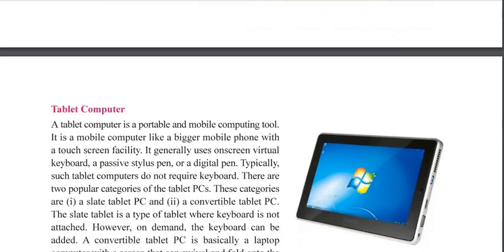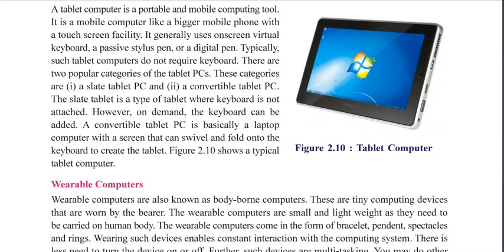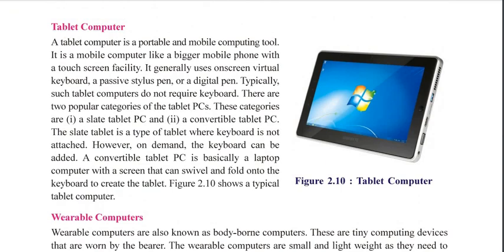Now, next is the tablet computer. Nowadays, we all know the tablet computer, and we are also using it. It is smaller than a PC and there is no physical keyboard in that. You have a touch keyboard in the tablet. So, a tablet is a portable and mobile computing tool. A mobile computer like a bigger mobile phone, okay, with a touch screen facility. It generally uses an on-screen virtual keyboard that I have already told you. They do not have a separate keyboard. The keyboard is already in the tablet.